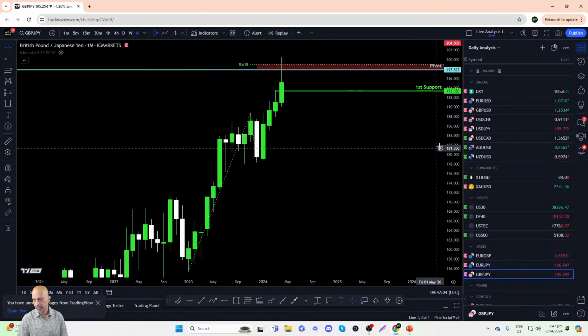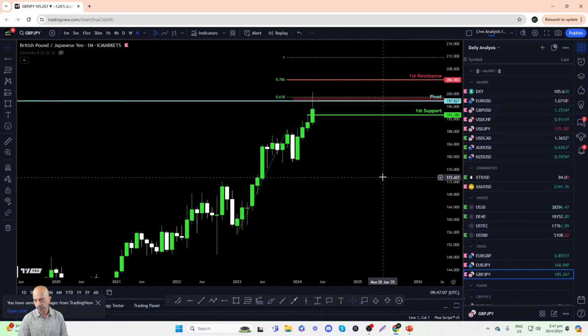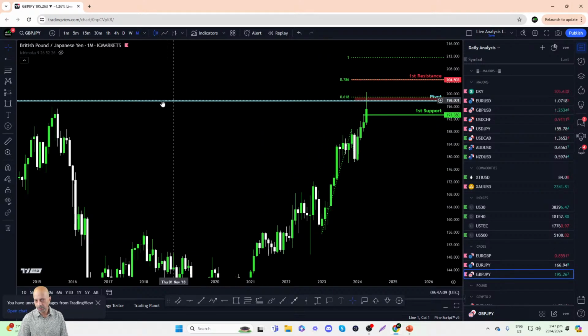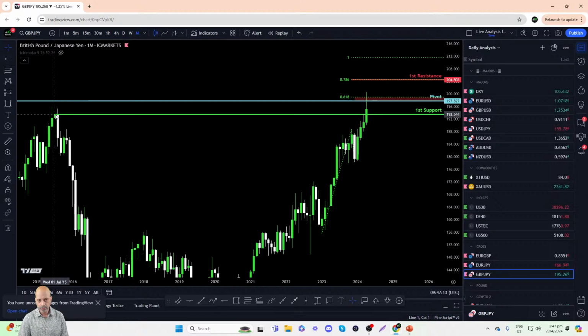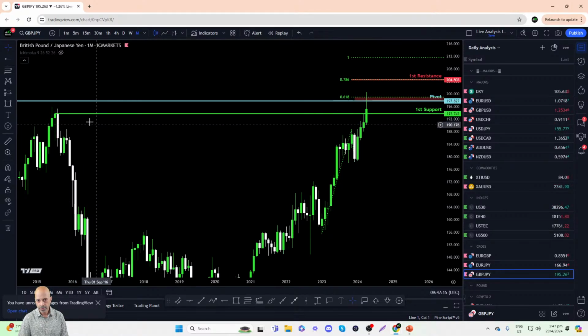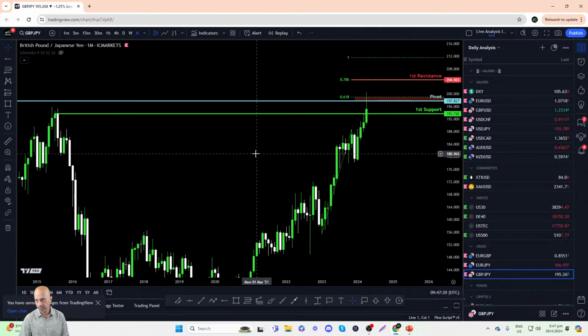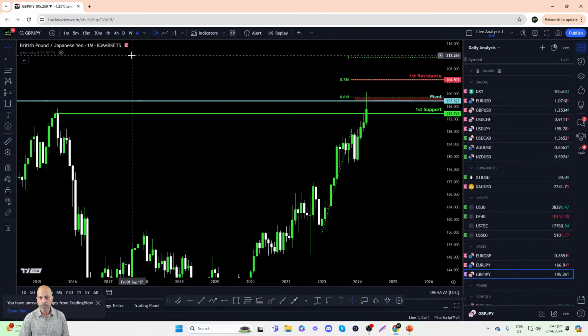Right, now what about first support? Where could we identify a suitable first support? This might be a little bit tricky, but perhaps what was previously a strong swing high resistance here, at 193.74, could potentially be a strong support level for the pound yen.